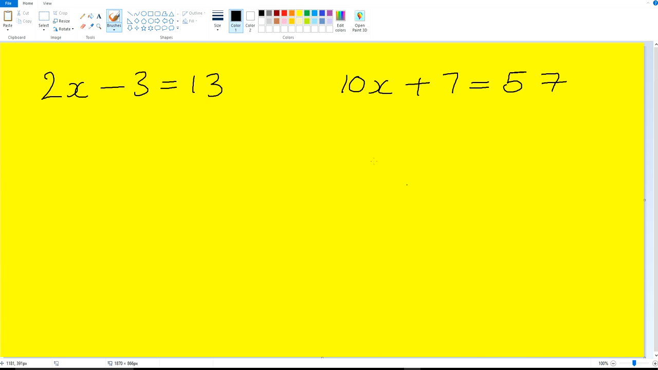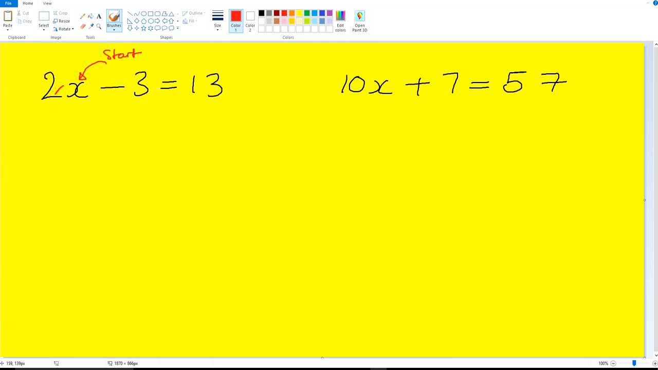Okay, right. Welcome back. So we have 2x minus 3 equals 13. Now, the most important thing with this question is that we understand how to read the equation. And the equation always starts at x. So this is where we start looking at the question. So what's been done to the x?